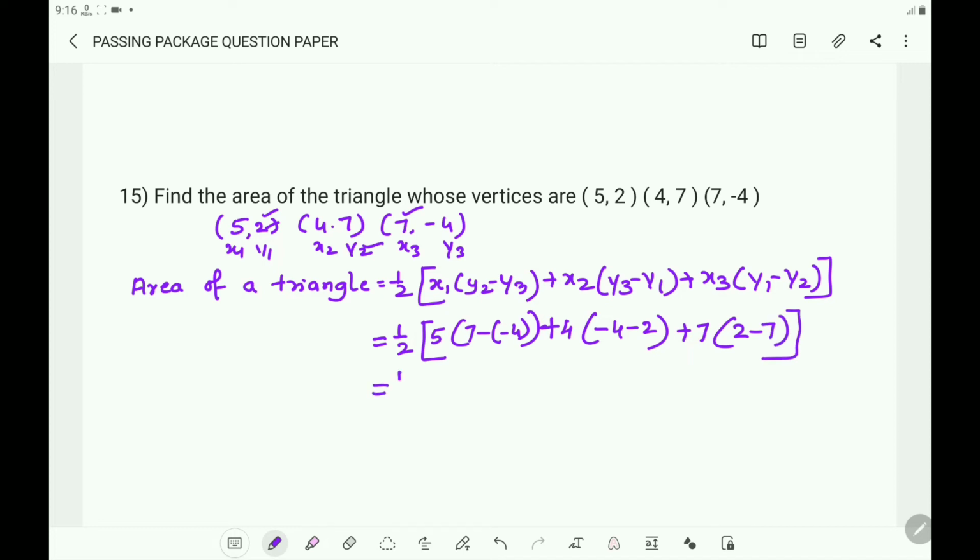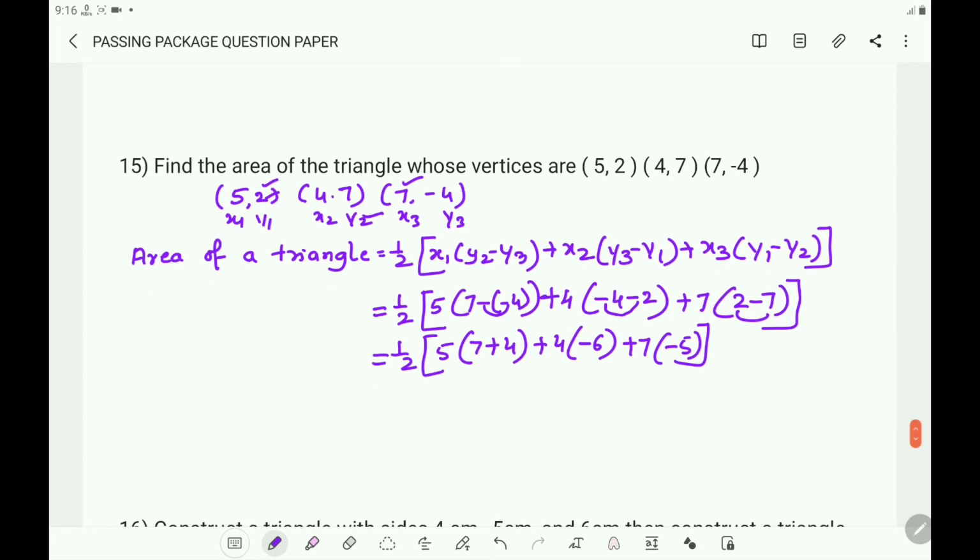Then you write 1 by 2 into 5 into 7, minus of minus becomes plus 4, plus 4 into minus 4 minus 2 becomes minus 6, plus 7 into 2 minus 7 is minus 5. You must know the addition and subtraction together with the sign. Then it is equal to 1 by 2, 5 into 7 plus 4, that is 11.